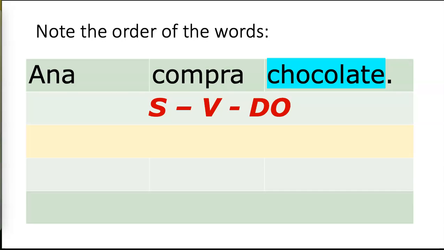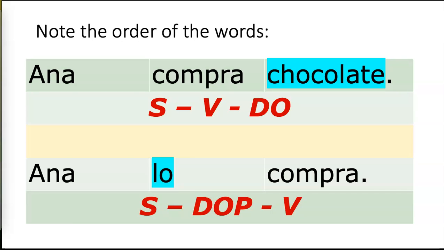Note the order of the words. In our normal sentence, Ana compra chocolate, we have subject, verb, and direct object. But when we use a pronoun, we switch the order. It becomes Ana lo compra. That's because the object pronouns always precede the verb in sentences where there is only one verb.